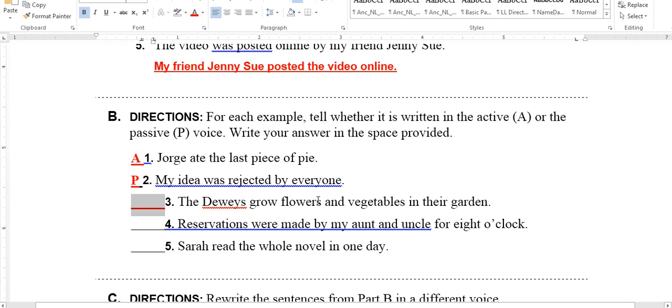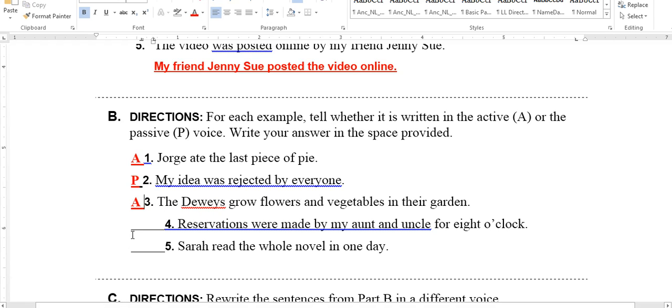The Deweys grow flowers and vegetables in their garden. So here we have the subject and the doer at the same time. So number 3 is active.